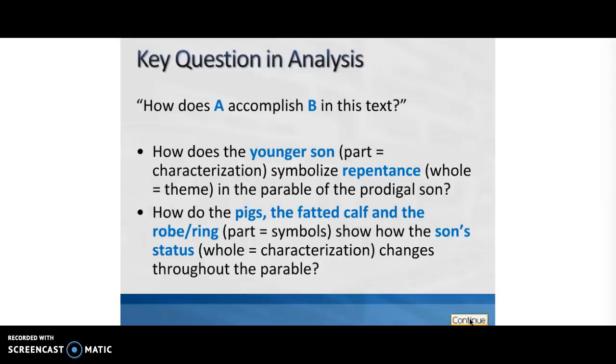The second question shows how smaller devices can develop a larger device. Here, these three symbols develop the son's status in his community. So after you've identified your literary devices and started to draw conclusions, pair these with the question, how does A accomplish B? How do the literary devices accomplish the whole? It might be characterization, it might be theme, it might be something else.